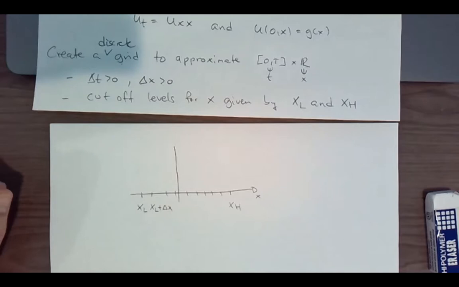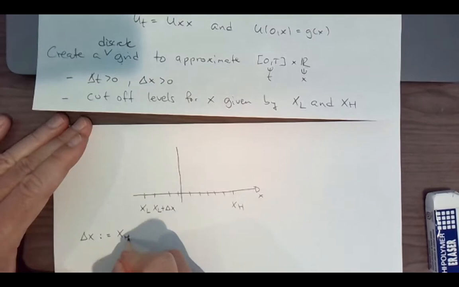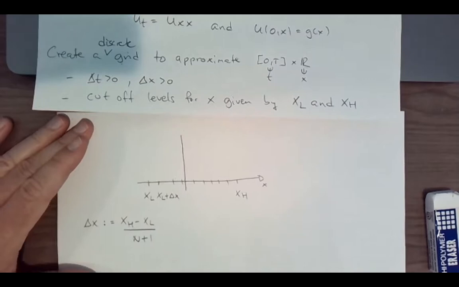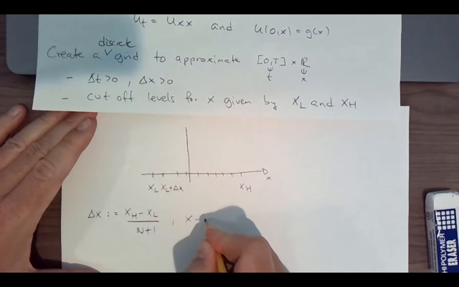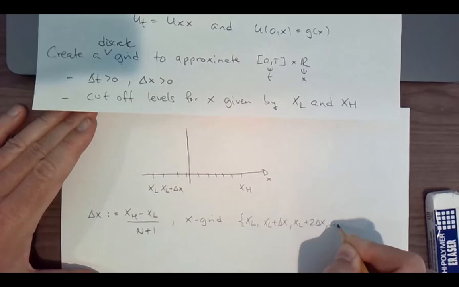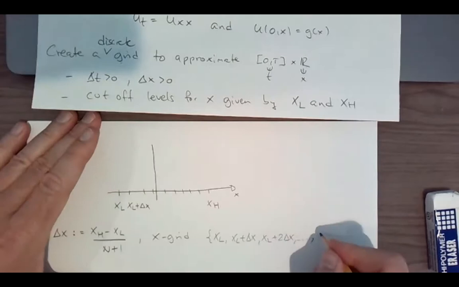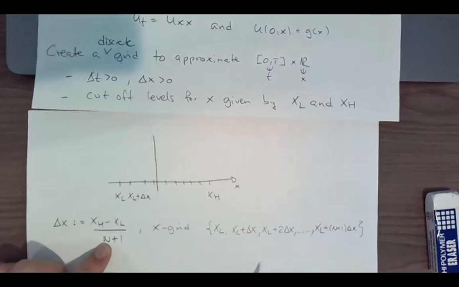So maybe more specifically, I'm going to define delta x to be xh minus xl divided by, say my convention is, n plus 1. So the x grid will look like xl, the lower one, then xl plus delta x, then xl plus 2 delta x, all the way up until the very end. That will be xl plus n plus 1 times delta x. But if I use the formula, this last point here is of course nothing else than xh.